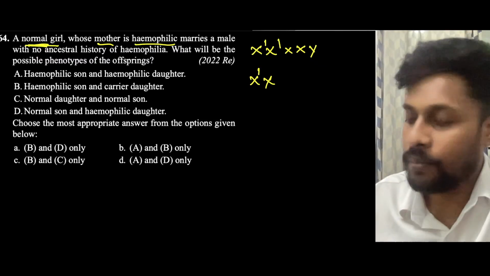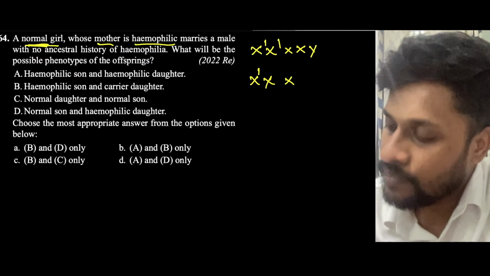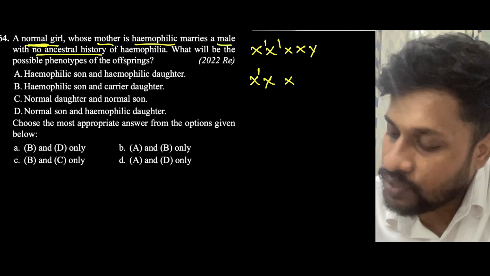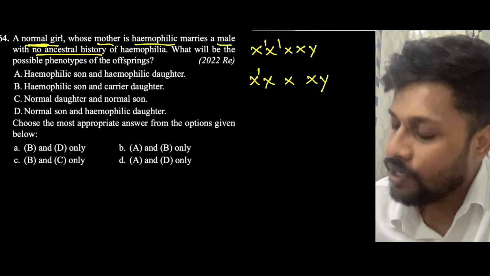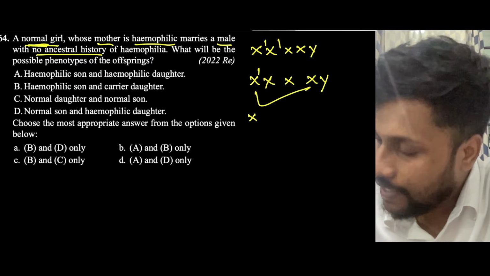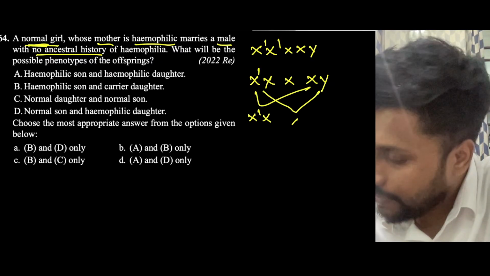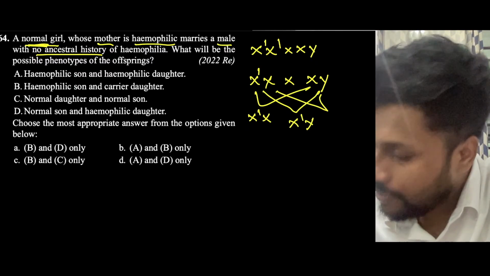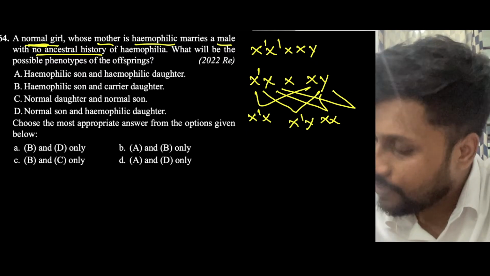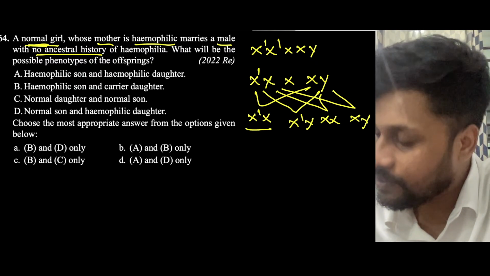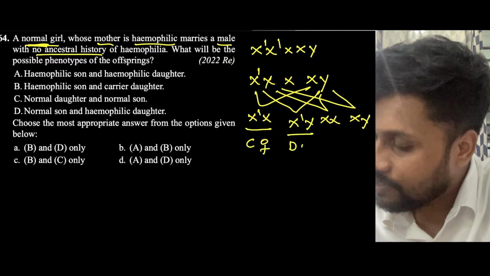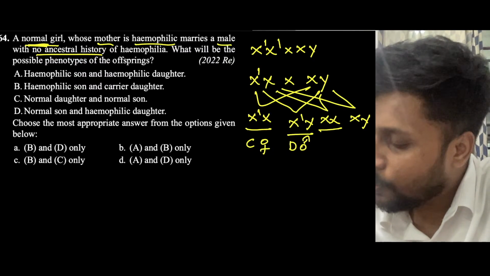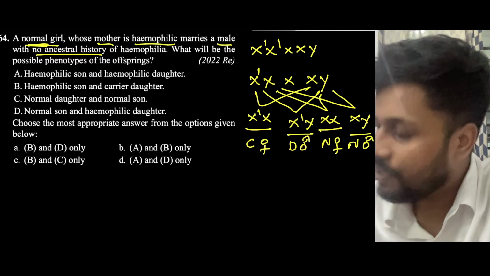Phenotypically normal. Now this is marrying a male with no ancestral history of hemophilia, so we can take it as XY, a normal male. Now let's cross: X'X, X'Y, XX, and finally XY. Now you see, guys, what is this? This is a carrier female. This is a diseased male. This is a normal female. This is a normal male, right?